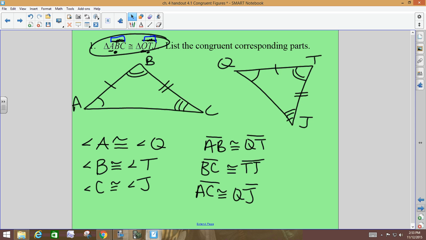Since it says list them, then you should list 6 pairs of information. If I gave you 2 quads and told you to list all corresponding parts, then you should have 8 pairs: 4 pairs of angles, 4 pairs of sides. Okay? Let's back up here a second.